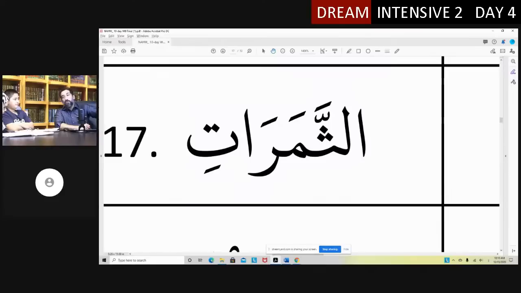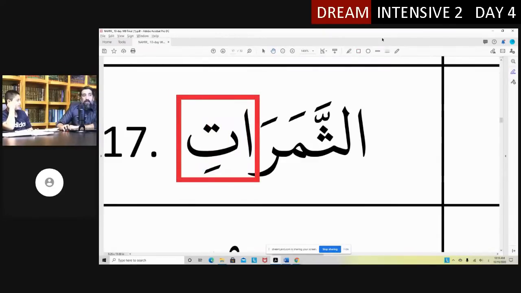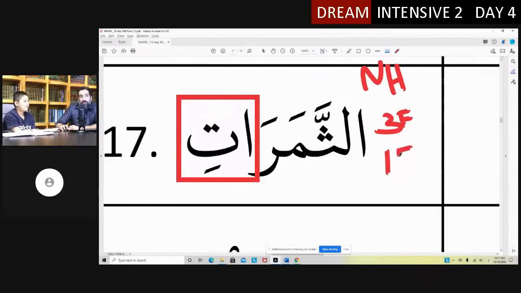Okay? This means fruits. Thamarat is fruits. Fruits are human or non-human? Non-human. When you see a feminine ending at the end and it's non-human, then you get 2 answers. One answer you already learned from the beginning, it's plural feminine, 3F. And the other answer is going to be 1F. They can say 1F too, for grammatical reasons. So that would be number 17.